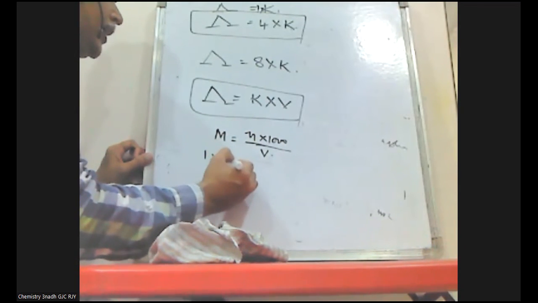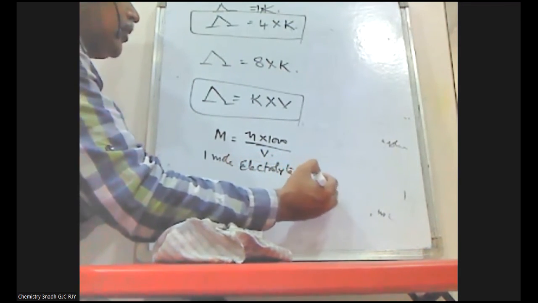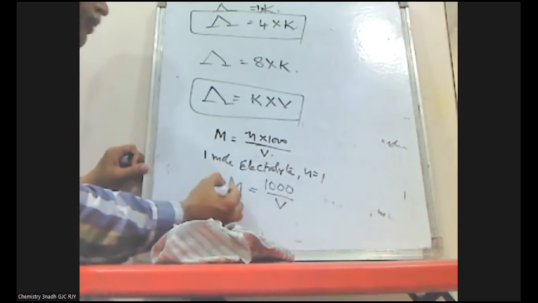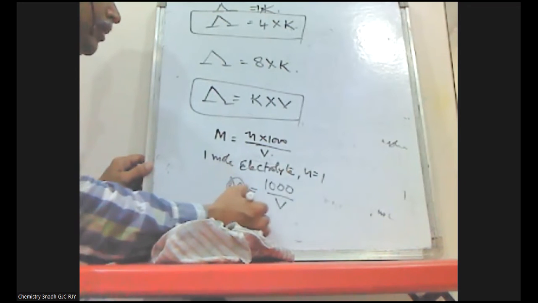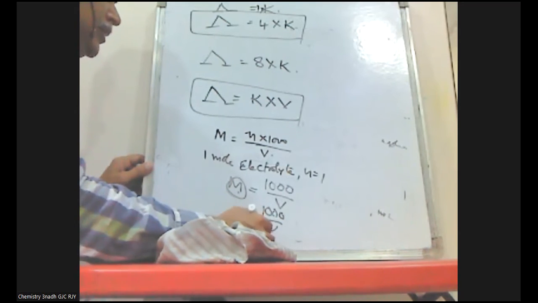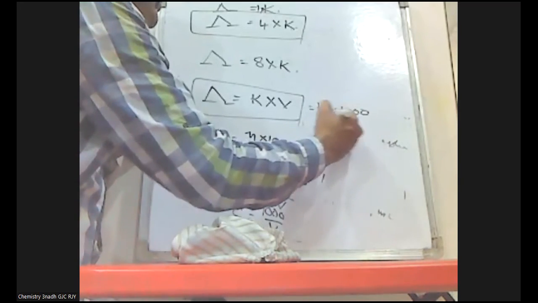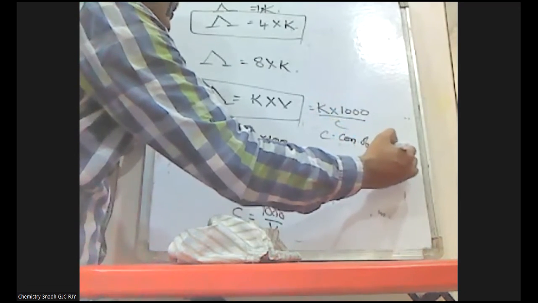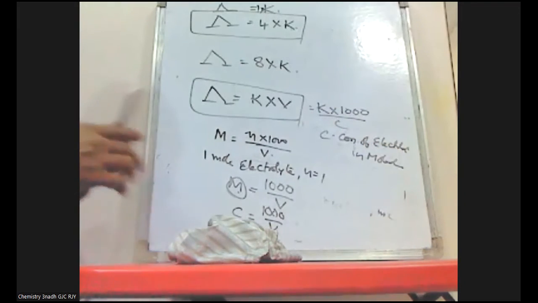Suppose we have 1 mole of electrolyte, n is equal to 1. One mole of electrolyte is present. What happens? n is equal to 1, so M is equal to 1000 by V. So we know that molarity is there. One method to determine the concentration of a solution, I am writing C in place of M. That's why 1000 by V, which in turn V is equal to 1000 by C. So what I can write here is kappa into 1000 by C, where C, don't confuse, is the concentration of the electrolyte in molarity.